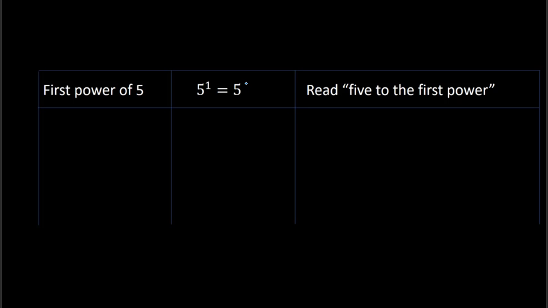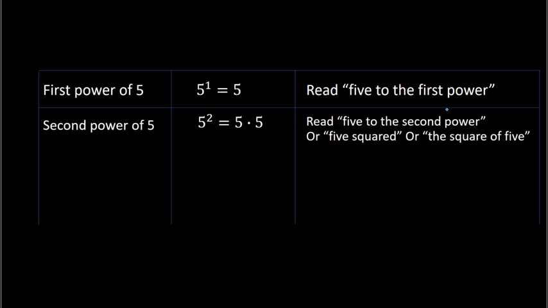Alright, you can then have the second power of 5, which means we would have 2 5s multiplied together. And you'd write that as 5 and then with a 2 up above. So the 5 with the 2 up here means you have 2 5s multiplied together, 5 times 5, which would equal 25. And in English, you can read this as 5 to the second power. Or another way of saying this is you can express this as 5 squared, or the square of 5. So the 2 means squared. That's the other word for it.